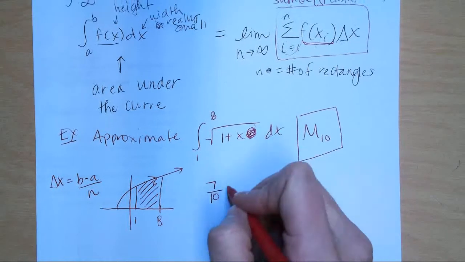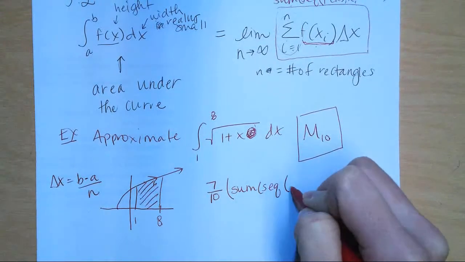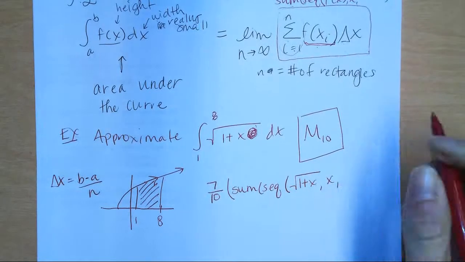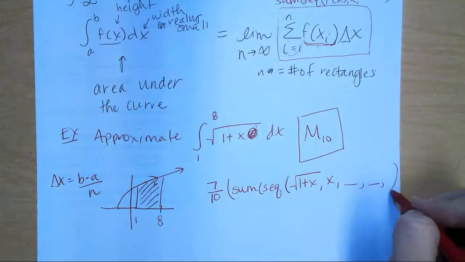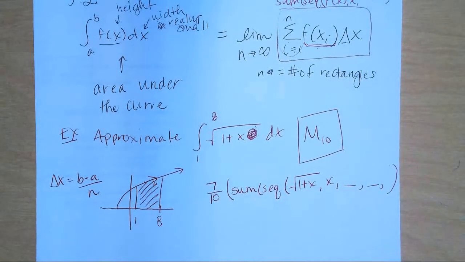Now, times, I'm just going to do the calculator notation. Sum, sequence, the function, which is root 1 plus x, the variable, which is x. Now we have to figure out where we are going to start and where we are going to stop. But if you're not allowed to use your calculator, it'll be like L4 or L2. It'll be a pretty easy calculation.